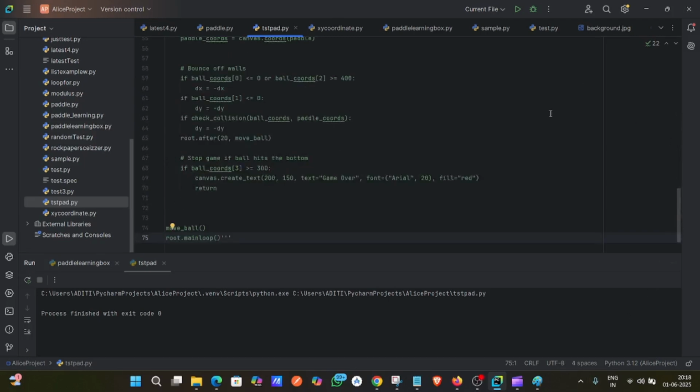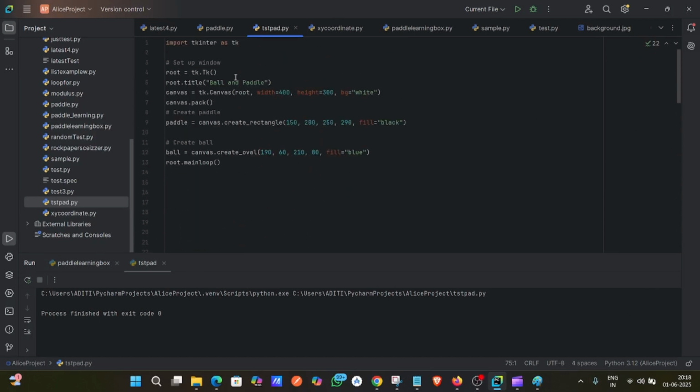So let's start our game development. We are going to use the tkinter package. So import tkinter as tk. Now create a root of our game. So tk.Tk, this Tk function will give the root. Give the title to the root, ball and paddle. We'll run and see the impact of this.